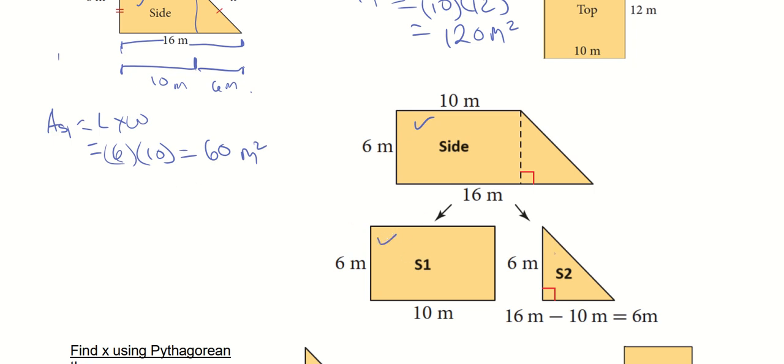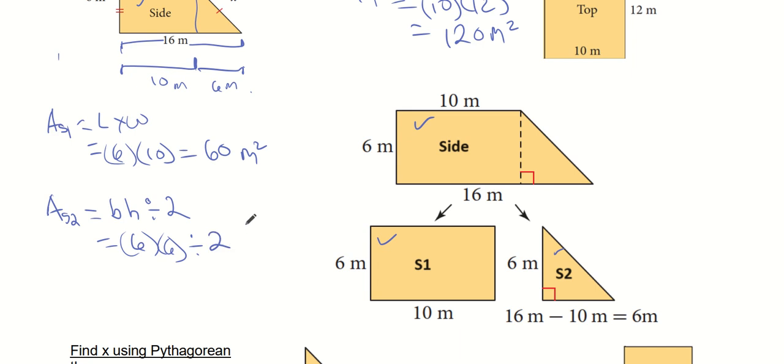Now let's do S2. The formula for a triangle is base times height divided by 2, if you remember that formula. So S2 equals base times height divided by 2. The base here is going to be 6. The height and base are the same thing. This is 6 and that's 6. So you can say 6 times 6 divided by 2.